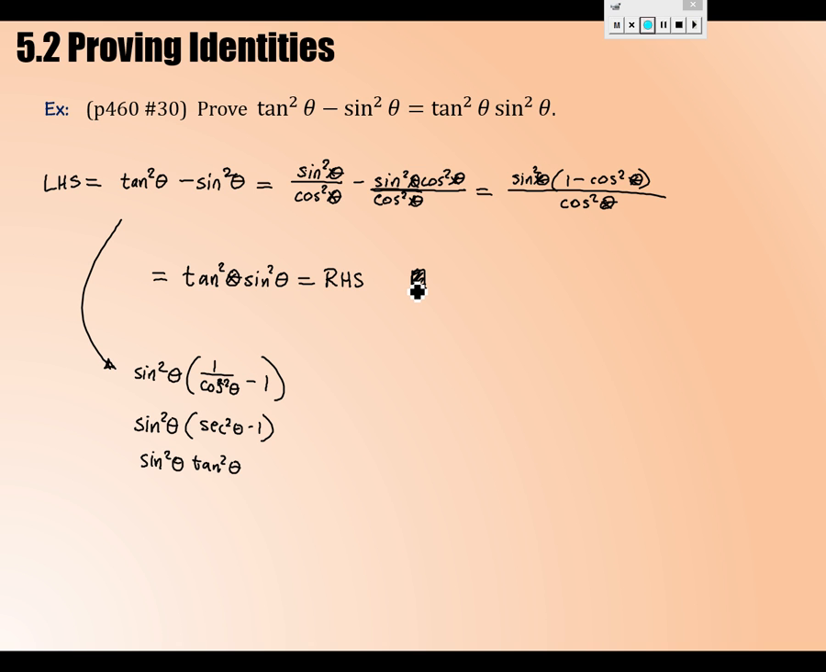Which one? From here to here? Oh, from here to here. Is that missing step okay? Does that help if we add that? Is that okay?